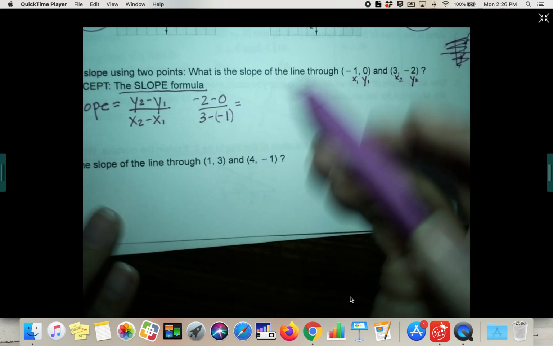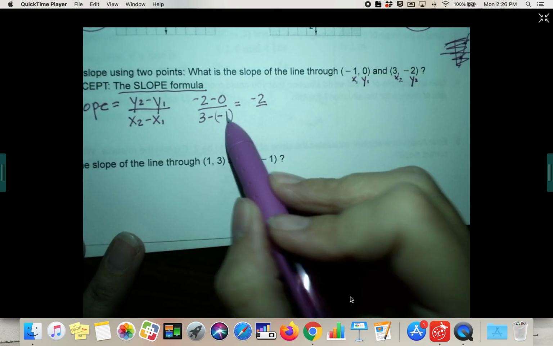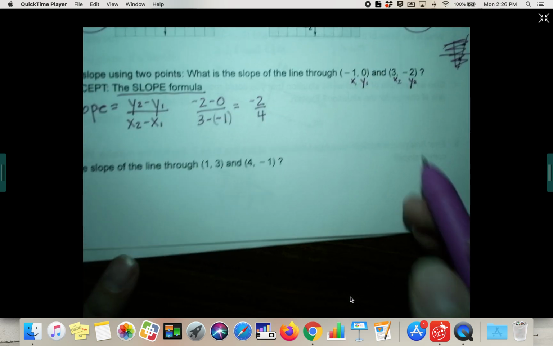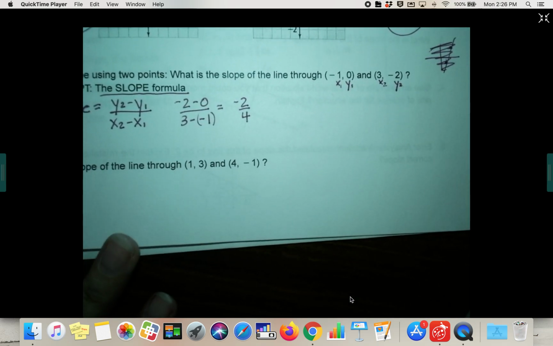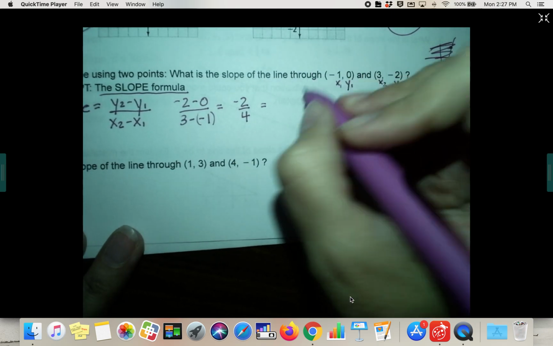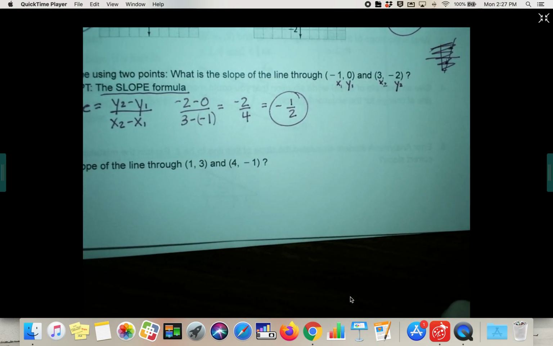So negative 2 minus 0 is just negative 2. 3 minus negative 1, put it in your calculator if you're not sure, it's 4. So the slope of these two, without looking at a graph, is negative 2/4. And yes, I told you we're going to simplify, so simplify. Negative half is the same thing as negative 2/4.